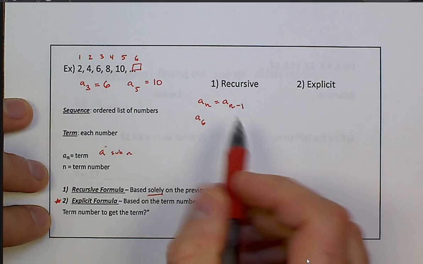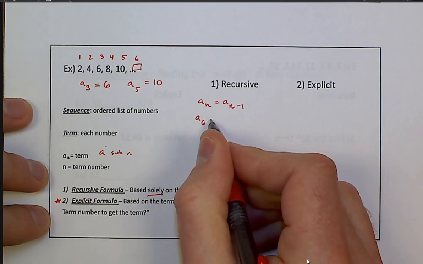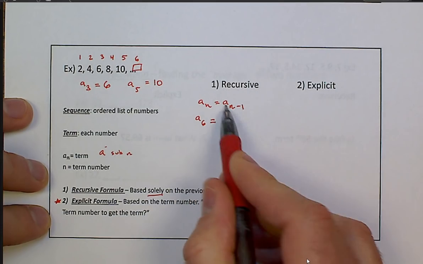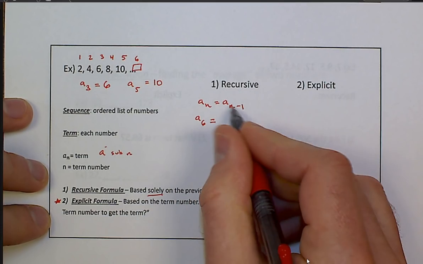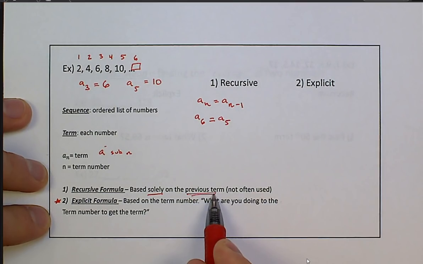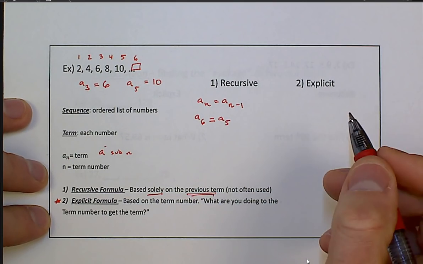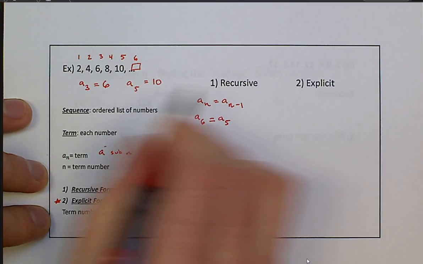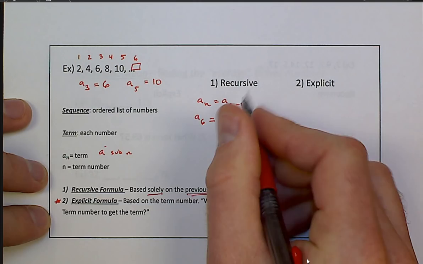So a sub 6, the sixth term, equals a sub n minus 1. Well, what is a sub n minus 1? That would be the fifth term. Remember, it's always based off the previous term, so the fifth term. And then what are we doing to each term here? We're adding by 2, so plus 2.